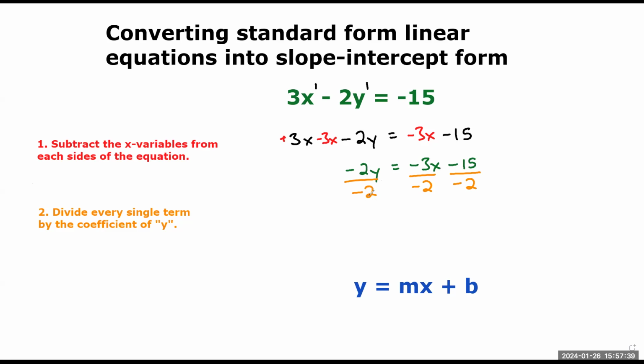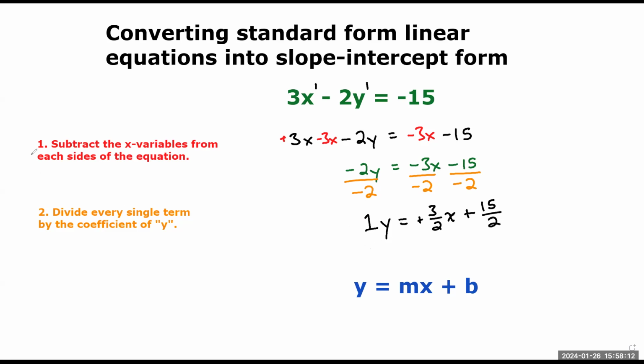Now, negative 2 divided by negative 2 is going to give us an invisible number 1 with our y variable. That's going to be equal to negative 3 divided by negative 2, which is a positive 3/2 x. Negative 15 divided by negative 2 is also going to become a positive. We could express this as 7.5. I'm going to just leave it as 15 over 2.